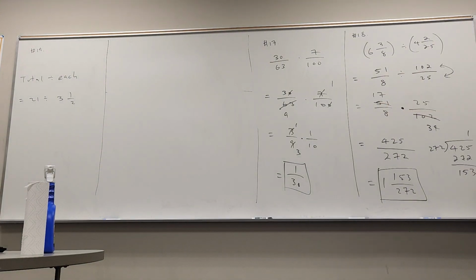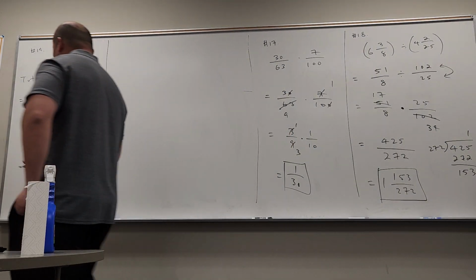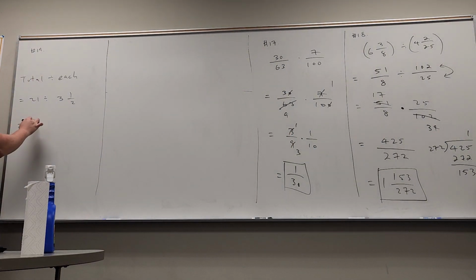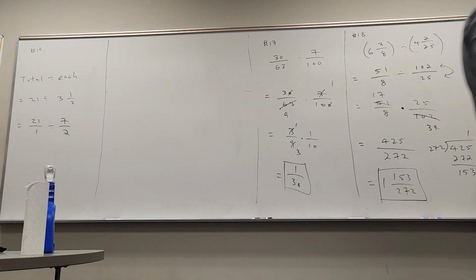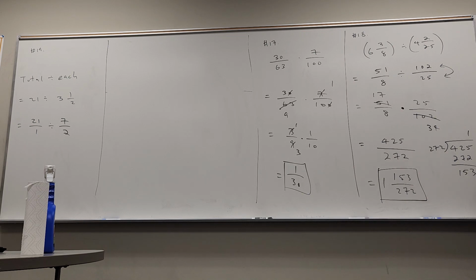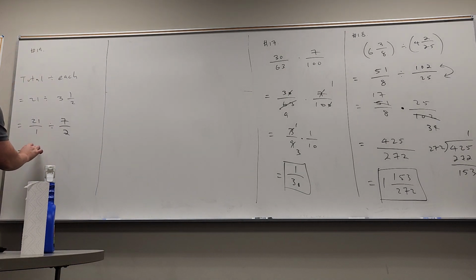That's a game you're gonna play. Take the total divided by how much is needed for just one. And from that point on, just work it out. So that would be 21 over 1, right? Divided by, change that to an improper fraction, right? 3 times 2 is 6, plus 1 is 7 over 2. Same thing, keep change flip. So now 21 over 1 times 2 over 7.